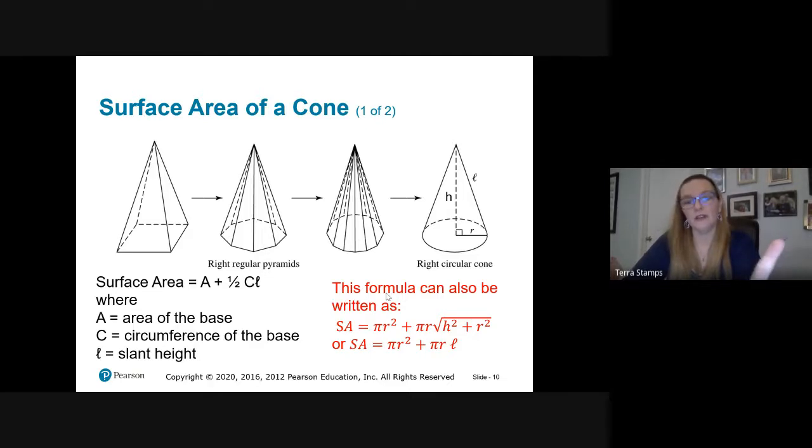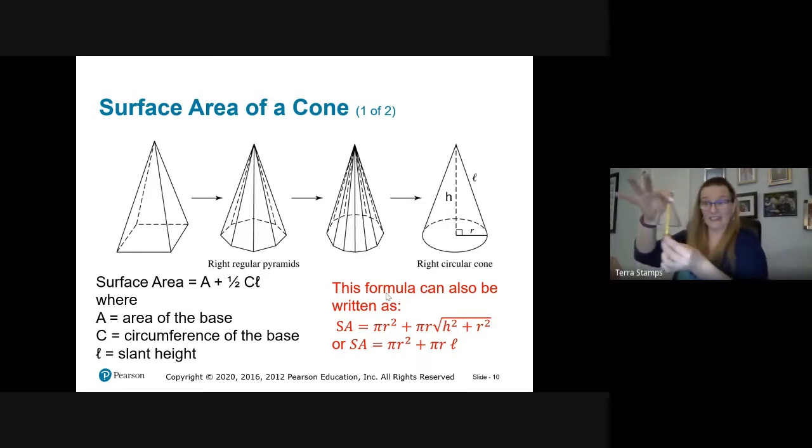So for me, I prefer to use the pi r squared, because there's the area of your circle, plus pi r square root of h squared plus r squared. While that formula looks nastier, it's actually more usable because a lot of times you're not given that slant height of L. You'll be given the height of the cone. So the height of the cone is this distance right here inside the cone. The slant height is just that. It's that height.